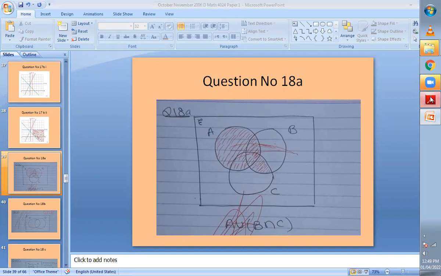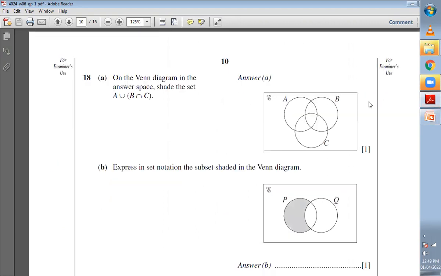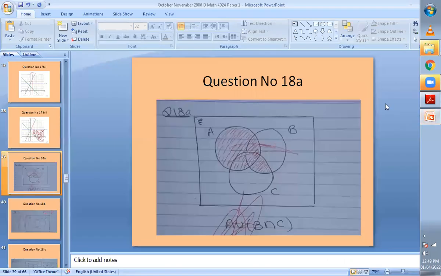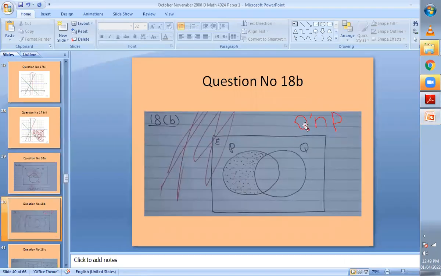Now, it says express in set notation the subset shaded in the Venn diagram. Here you can see this area is shaded, and this is outside Q, so that will be Q complement, and inside P. So by remaining outside Q, shade whatever is common with P. Outside Q means Q complement, and only P means intersection P. Let me show you. So this will be represented as Q complement intersection P.